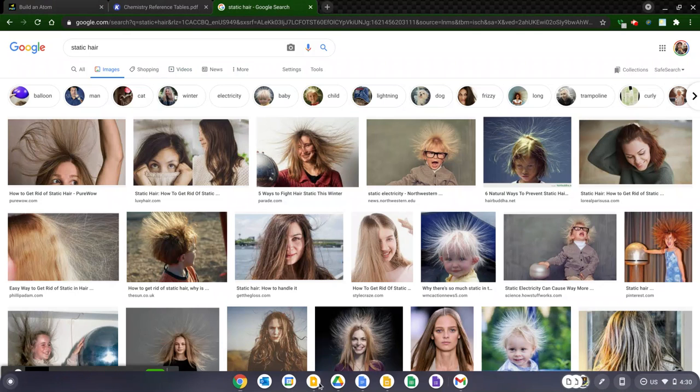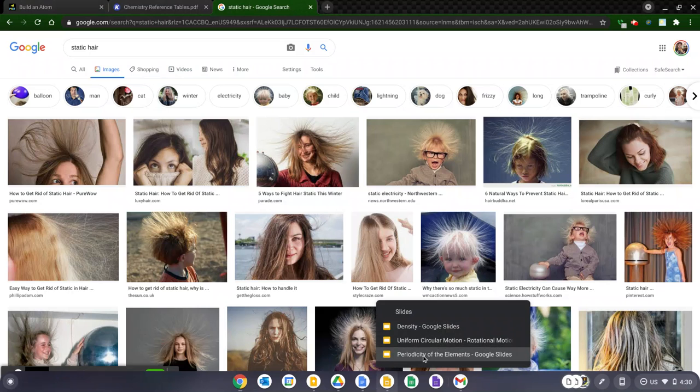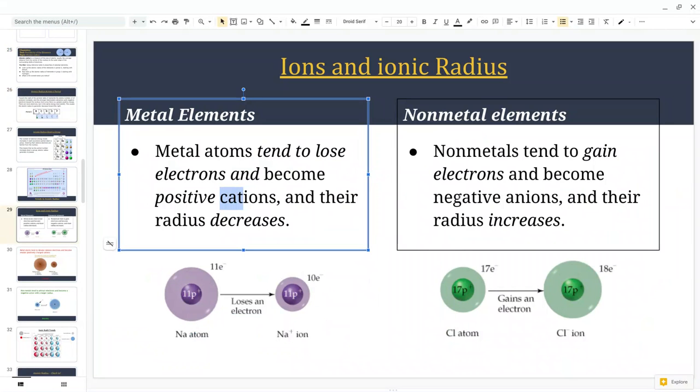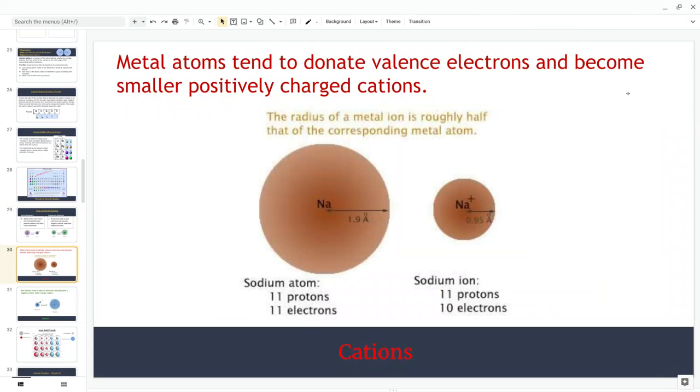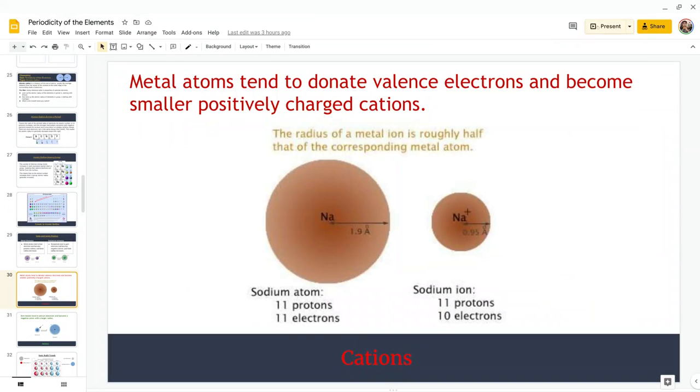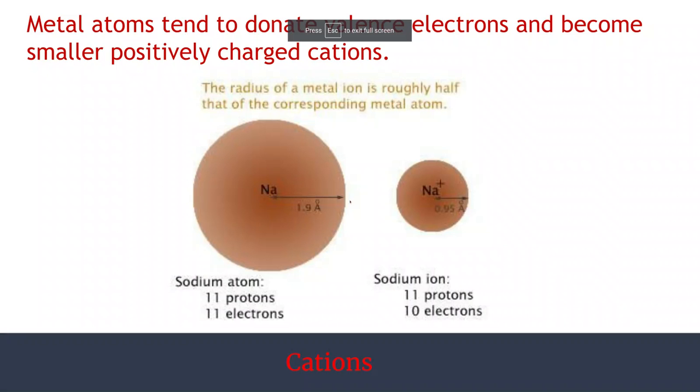So what happens when an atom gains extra electrons is it gets bigger. So nonmetal atoms tend to gain extra electrons and they become negatively charged, what are called anions. And because there's extra electrons that want to kind of push away from each other, their radius increases and gets bigger. So if we recap on all of that, just remember this.